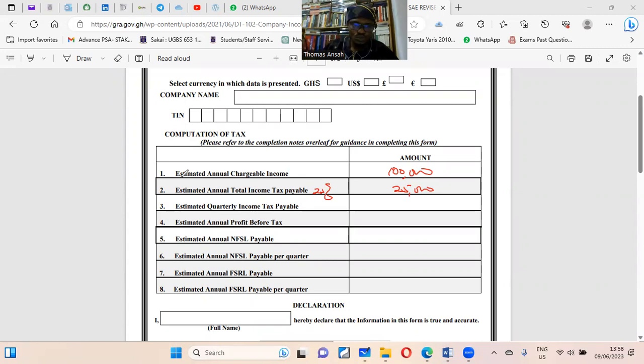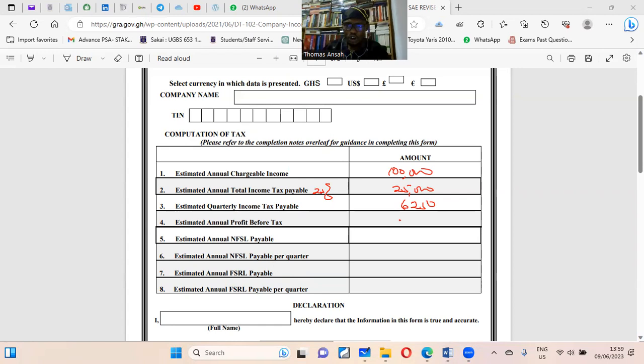Then it asks you estimated quarterly tax payable. So you divide it. I think when we did, we had 6250. So that is what you put. Okay, 6250. It says annual profit before tax. Now, if you have such information, you put there. All right, so these other information, all of them are here. You put them. So there is the end. If you have any foreign tax, or any other tax that you are paying.